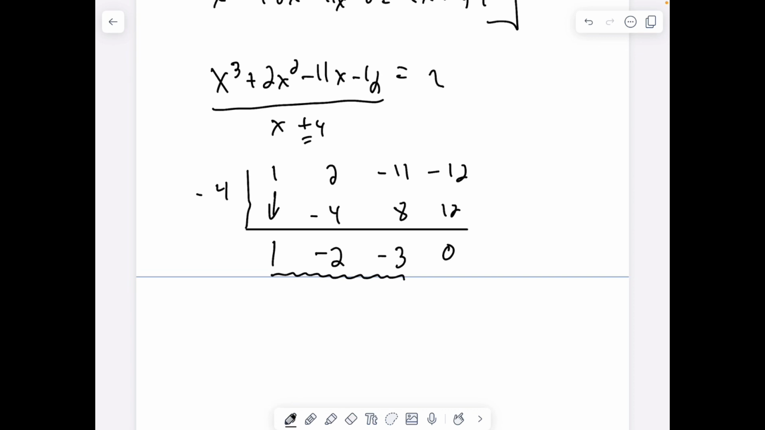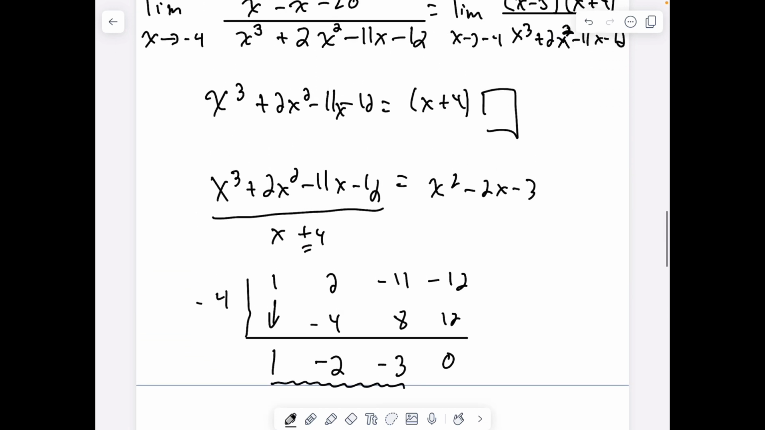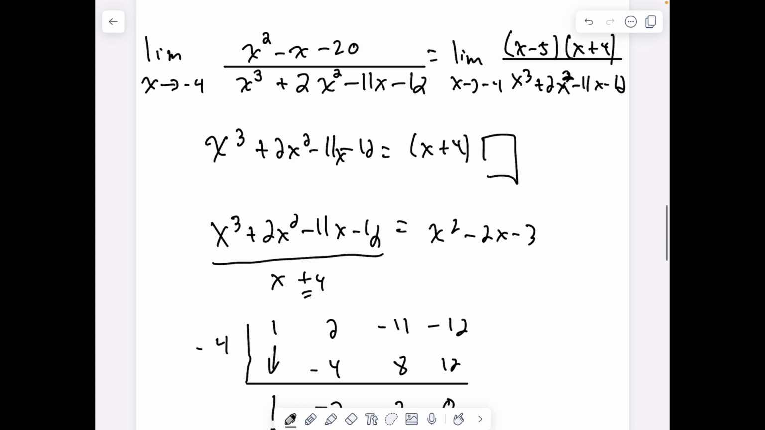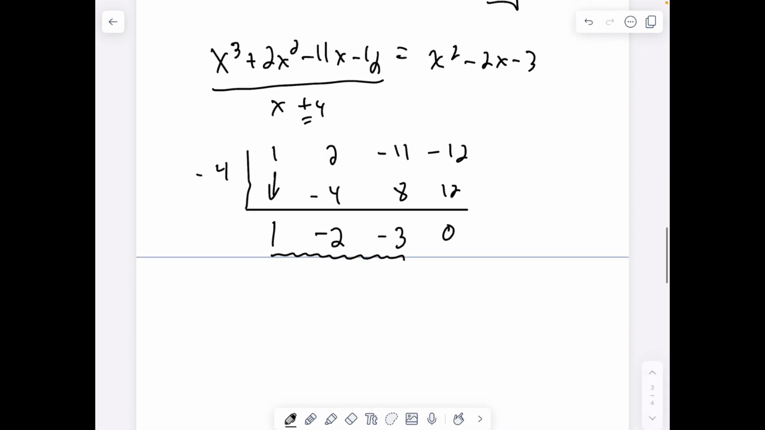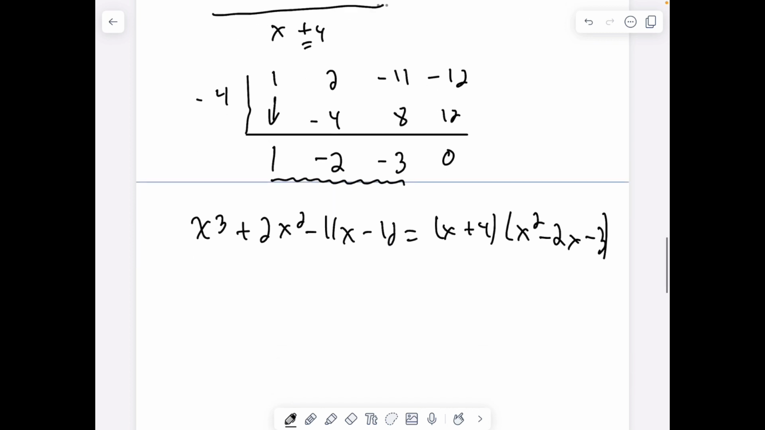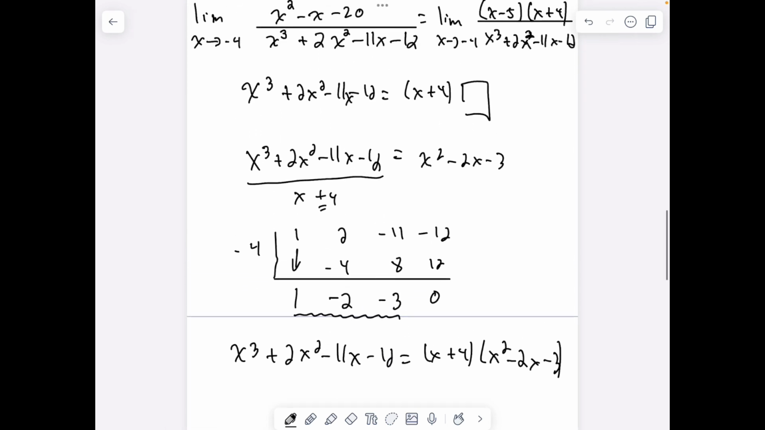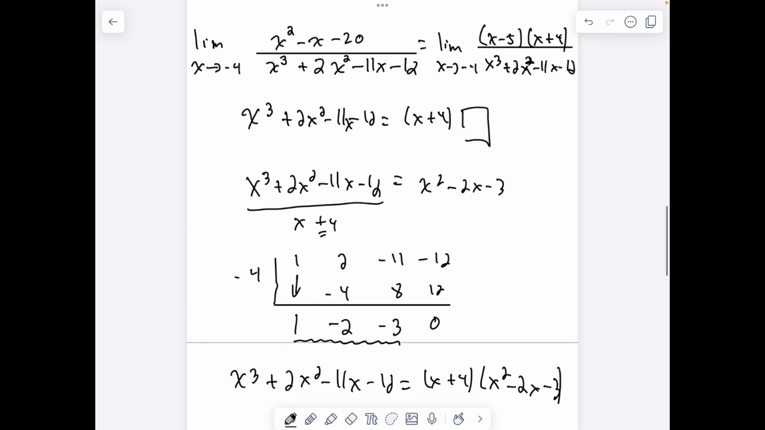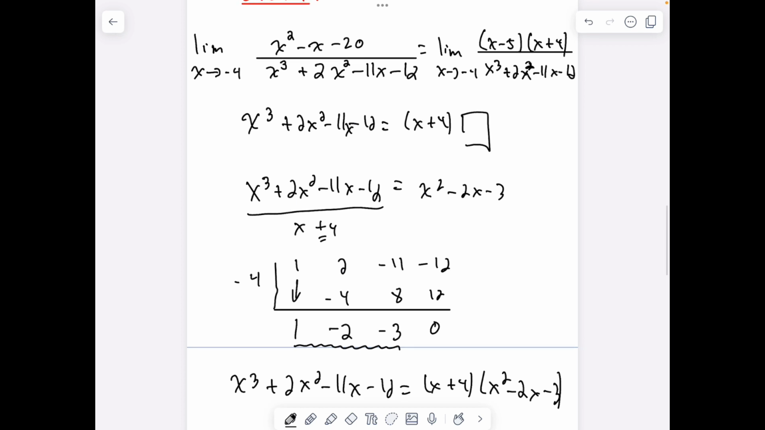So this right here represents the coefficients of a polynomial of 1 degree less. So this would be 1x squared minus 2x minus 3, okay? And that is what you would have for that term next to the x plus 4. So x cubed plus 2x squared minus 11x minus 12 equals x plus 4 times x squared minus 2x minus 3, okay? It looks like we're 500 miles away from what we had originally as a problem. But let me go back to where we're at.